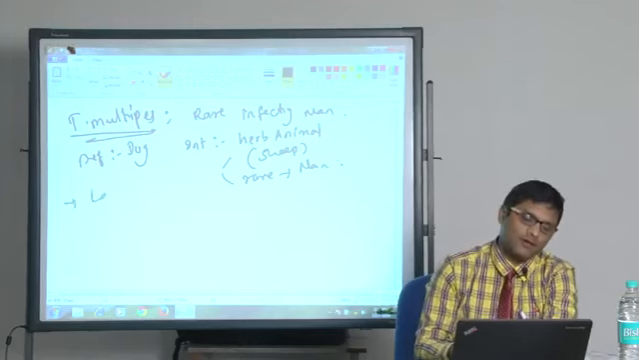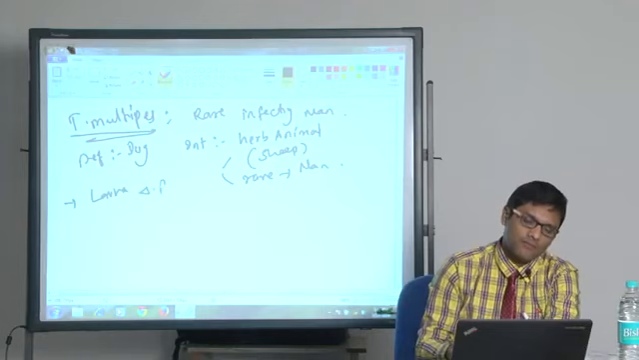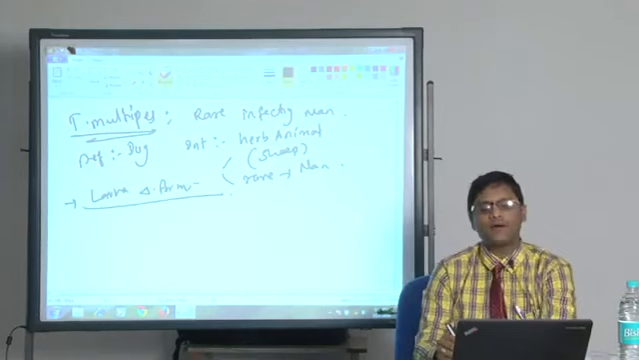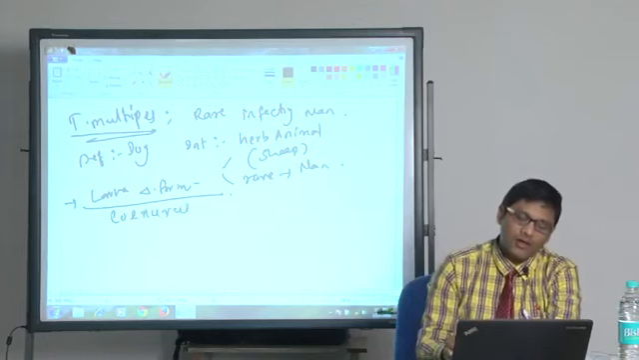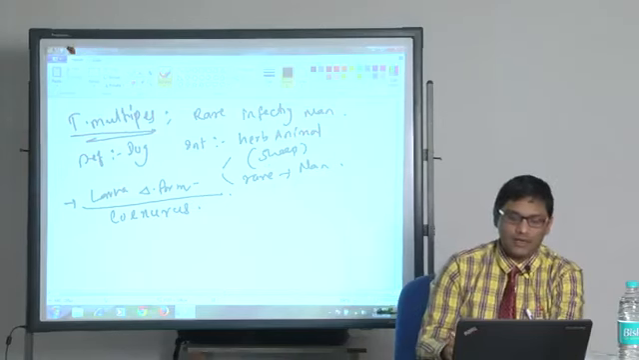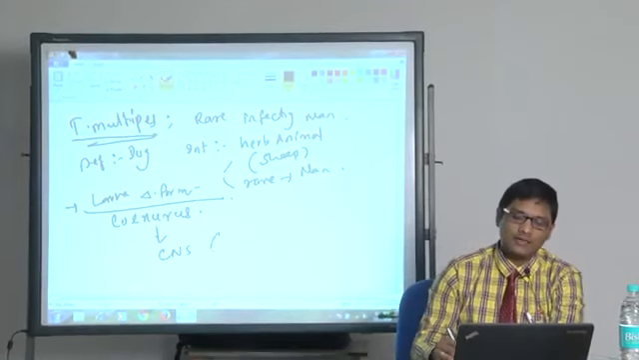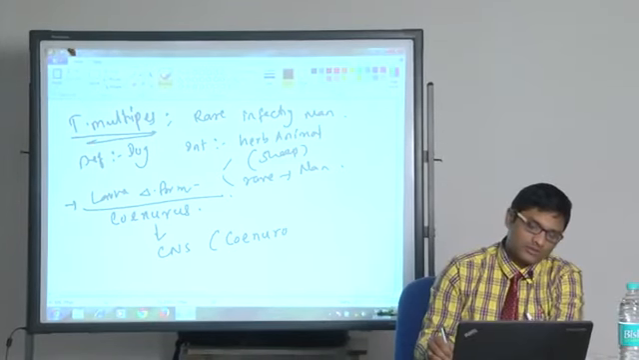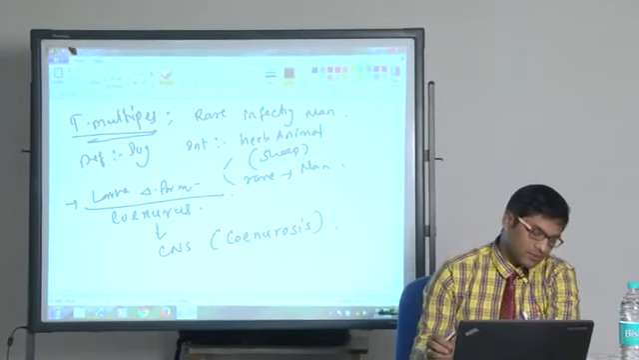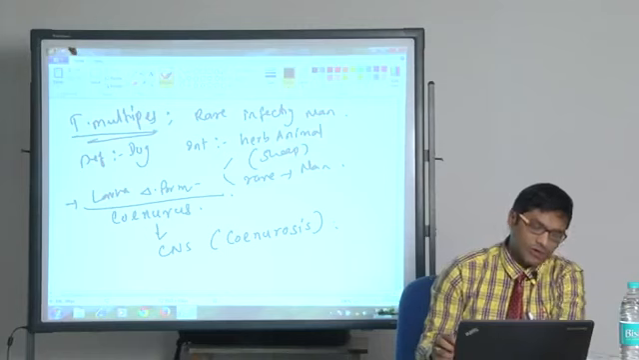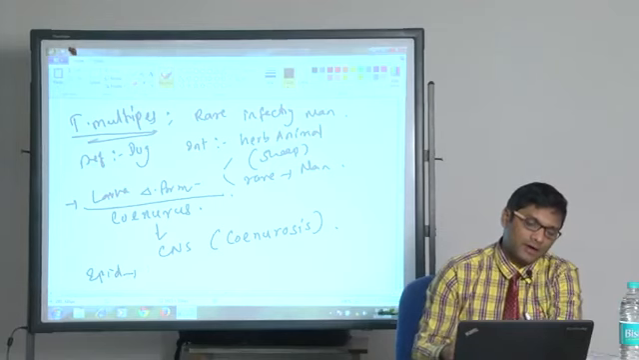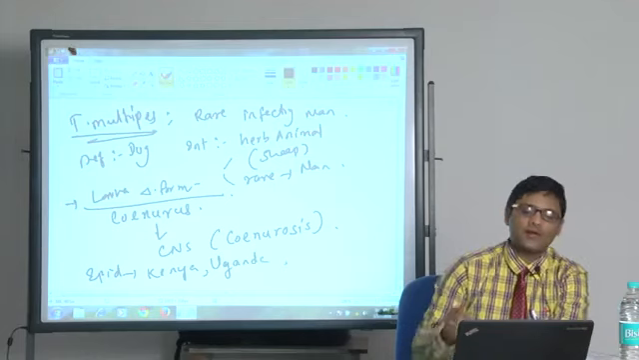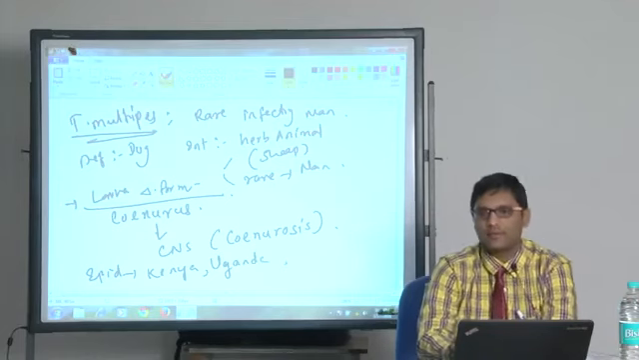So here also the larval form is the diagnostic form. The larval form of Taenia multiceps is called coenurus. It is deposited in the CNS and the disease is called coenurosis. Geographically, African countries like Kenya and Uganda are places where Taenia multiceps cases have been reported.